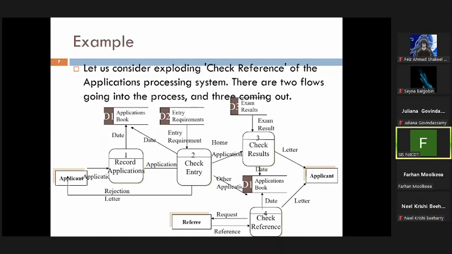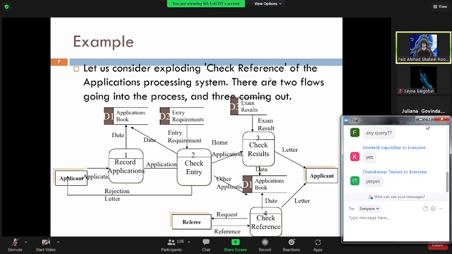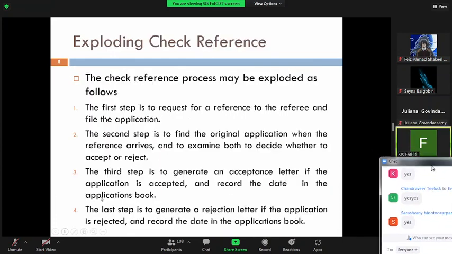For example, here we are going to explode check reference. So we need to go investigate how check reference is done. Then you write down the sub-processes, and then you can draw your exploded DFD or level DFD. So is it clear about this diagram? We did it last week, so we can proceed. Yes. So here's the description. Please go through the description.